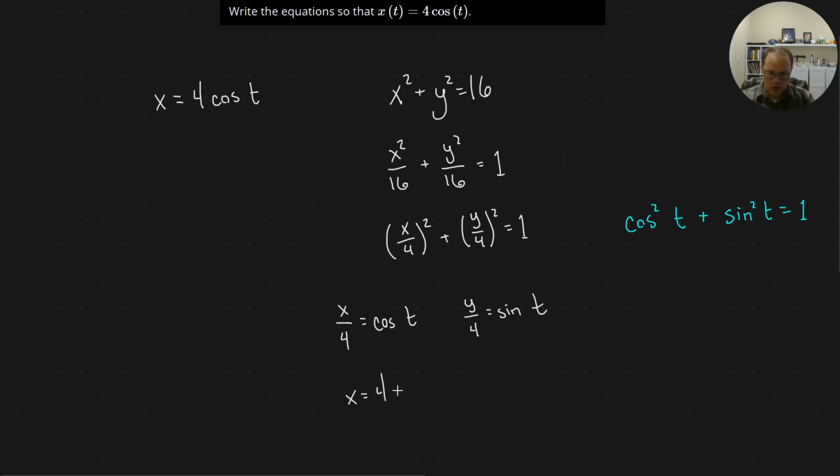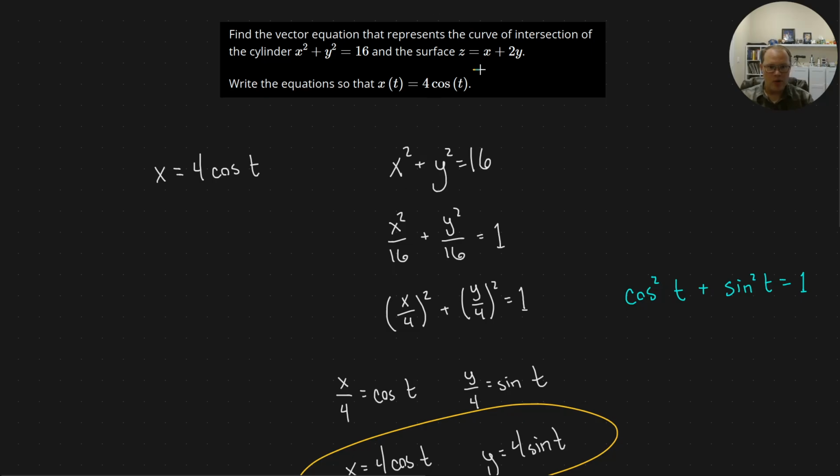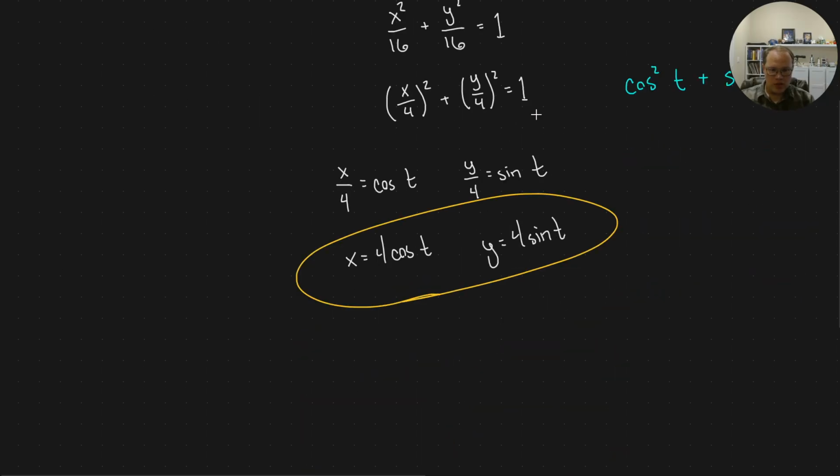which means x equals 4 cosine of t, y equals 4 sine of t. Okay, with just this choice of x and y, this gives me a circle of radius 4 in two-dimensional space. Of course, we're in three-dimensional space, so we'll have to take that into account in a moment. But in two-dimensional space, just this choice of x and y, we get a circle of radius 4.